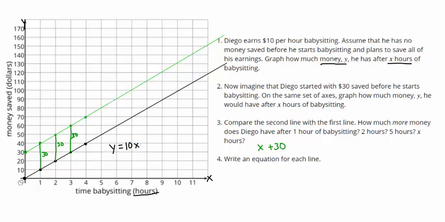On the other line, where he started with $30, he would still make $10 per hour, right? He still makes $10 per hour, but he had a little savings already of $30. So we have to add that $30 to 10 times however many hours he worked. So here are our two equations: y equals 10x plus 30, and y equals 10 times x.